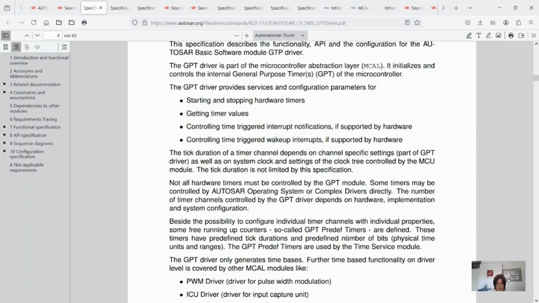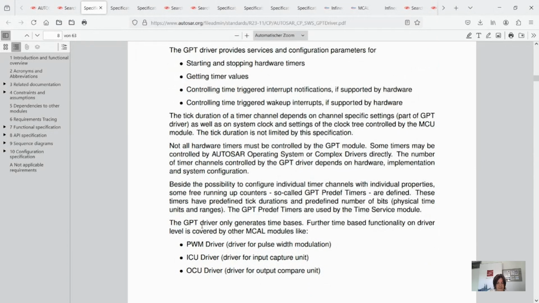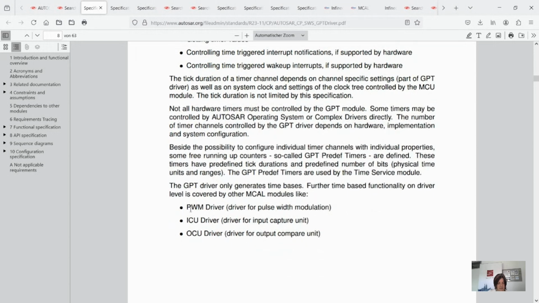Besides this possibility to configure individual driver channels with individual properties, so-called GPT predef timers are defined. These timers have predefined tick durations and a predefined number of bits, so they can be used. And the GPT driver only generates time bases. Further time-based functionality on driver level is covered by other MCAL modules.